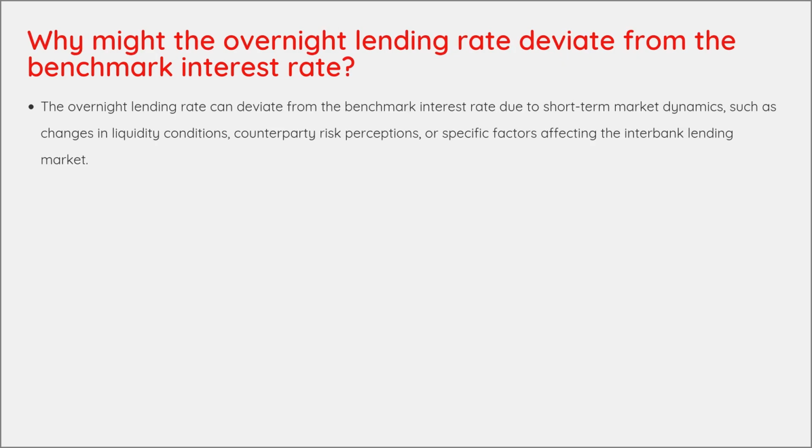Why might the overnight lending rate deviate from the benchmark interest rate? The overnight lending rate can deviate from the benchmark interest rate due to short-term market dynamics, such as changes in liquidity conditions, counterparty risk perceptions, or specific factors affecting the interbank lending market.